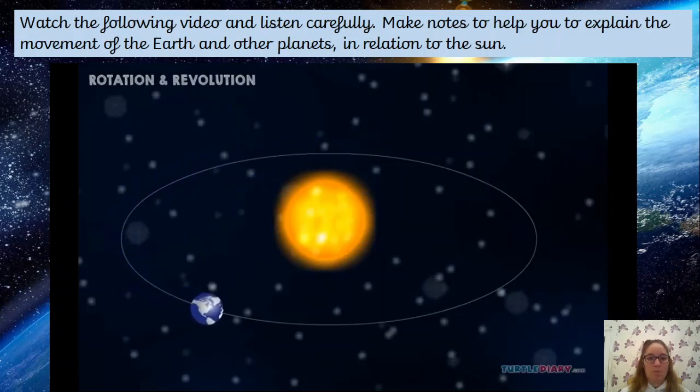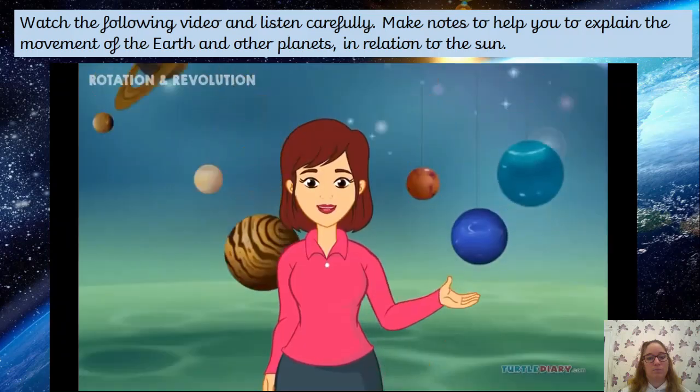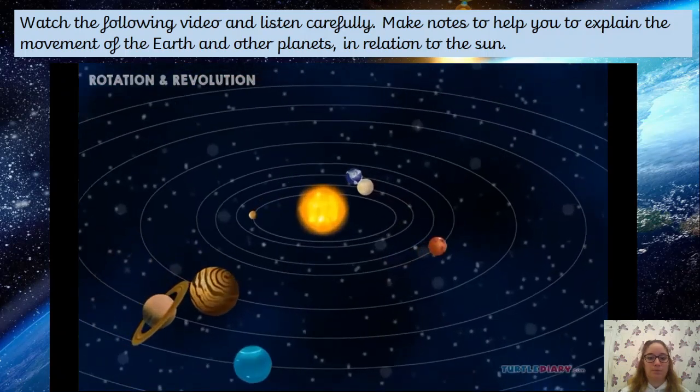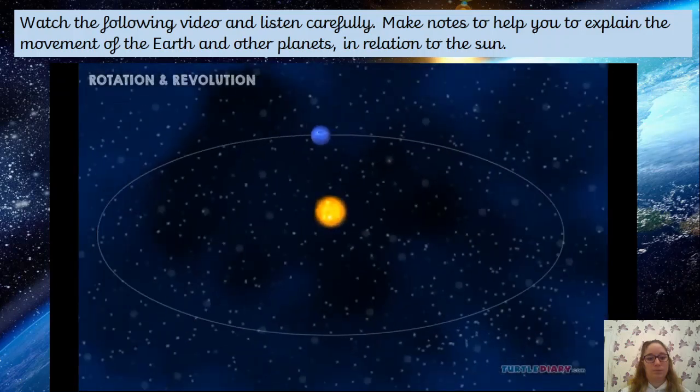How long does it take the Earth to complete one revolution around the Sun? It takes about 365 days. We call this time 1 year. Other planets have longer or shorter years. Mercury has a very short year. It takes only 88 days to go around the Sun once. But a year on Neptune takes around 60,000 days.